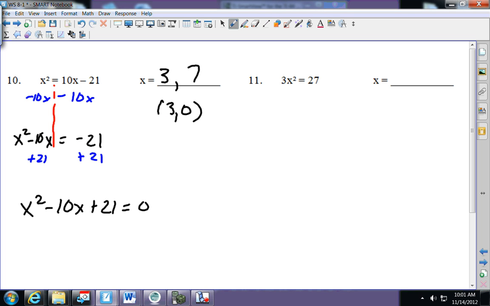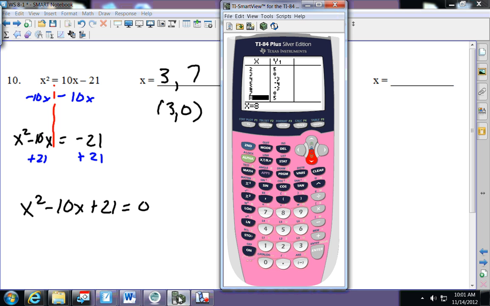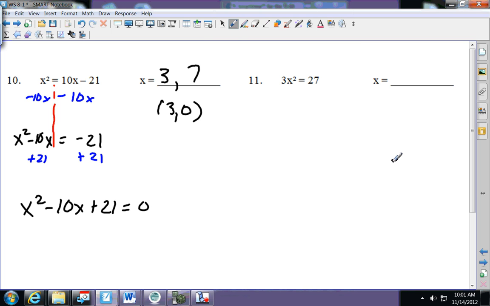Is it -3? Sorry. No, it's not -3. Right here, look. It's +3 and 7. Now if you got -3 and -7, did you change and make it -x squared? Leave your x squared positive, move them to the left. Okay? So it's 3, 0, and 7, 0.